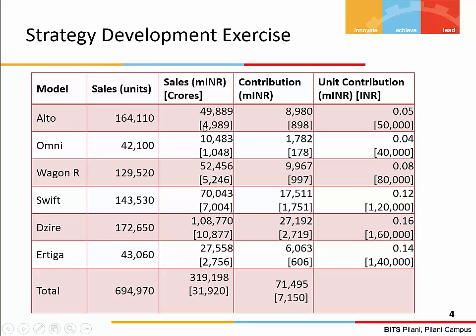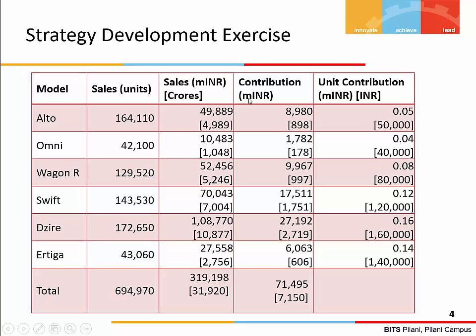So when you look at this, I have given this number 49,889 in terms of million INR, which may be a little confusing to you. So I have given the crores also within the bracket. So it's about 5,000 crores that they generated as revenue by selling about 164,000 units of Alto, and similarly about 1,000 crores by selling about 42,000 units of Omni that year, and so on and so forth.